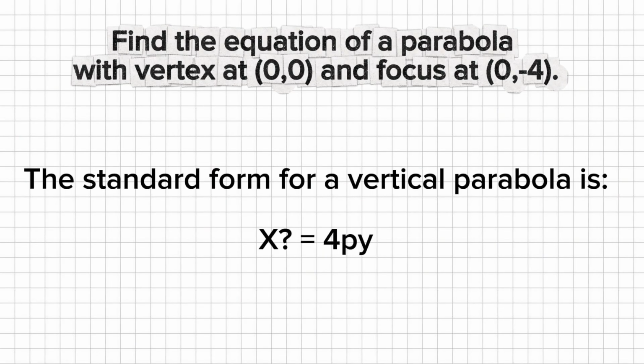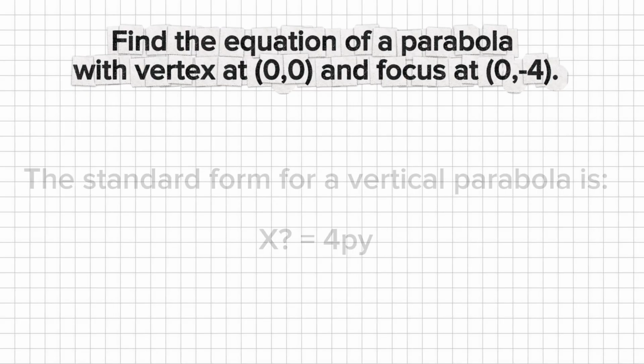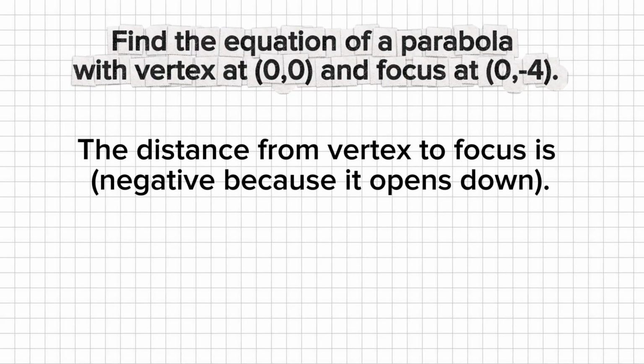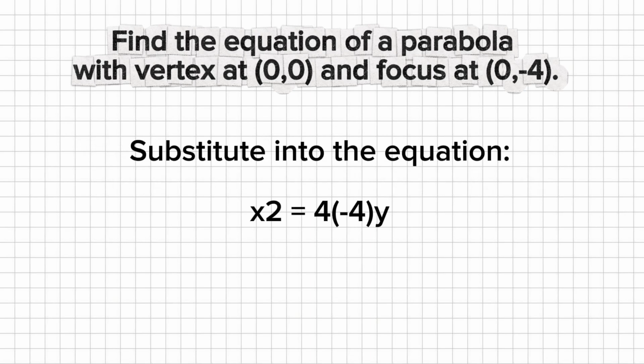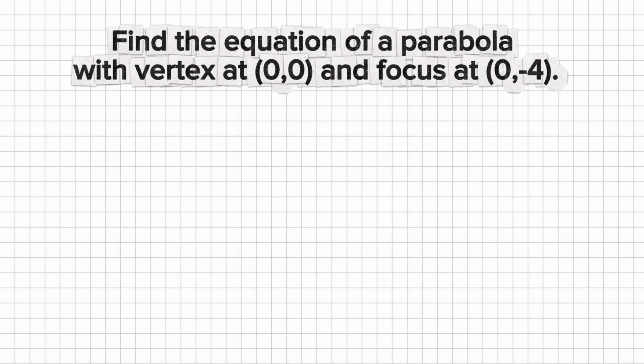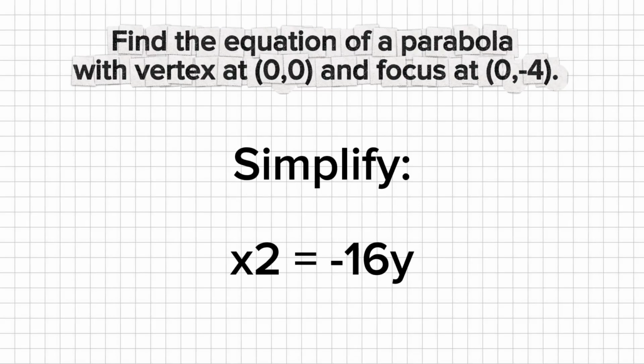The standard form for a vertical parabola is x squared equals 4py. The distance from vertex to focus is p equals negative 4, negative because it opens downward. Substitute p equals negative 4 into the equation. x squared equals 4 times negative 4y. Simplify: x squared equals negative 16y.